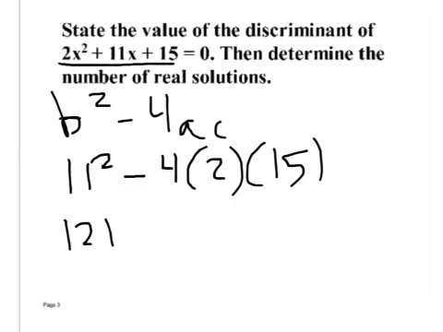How do you get 120? I multiplied 15 times 2, which is 30. 30 times 4 is 120. And then I subtract, and I know it's a positive number, so I have 2 solutions.